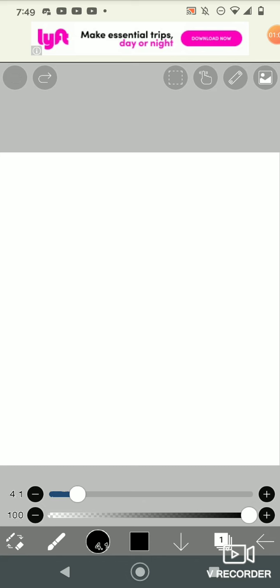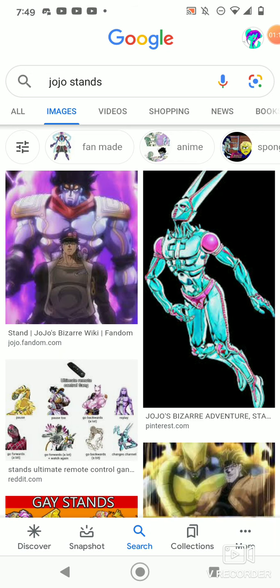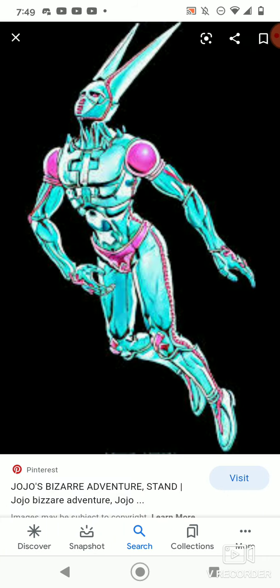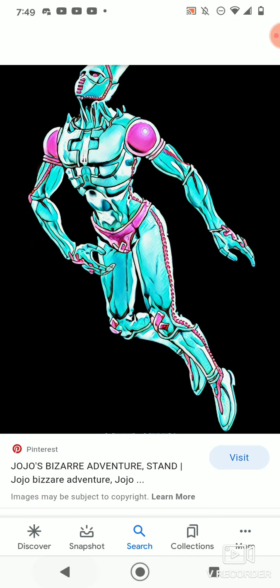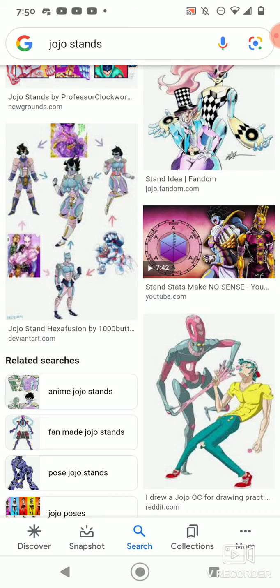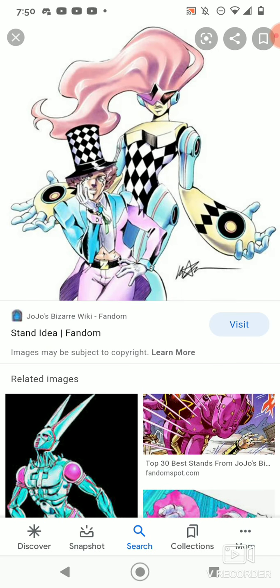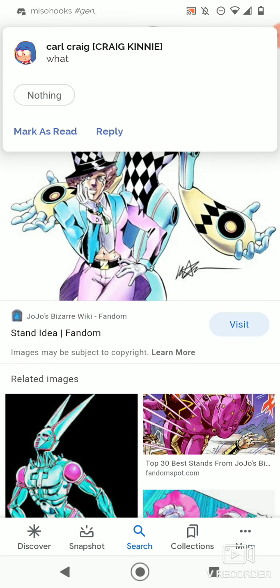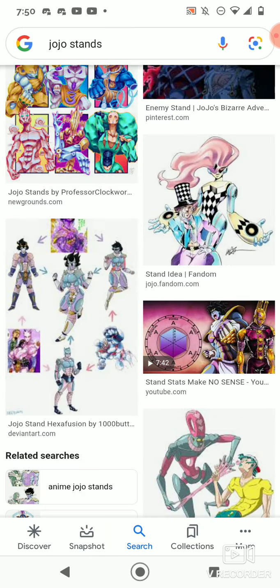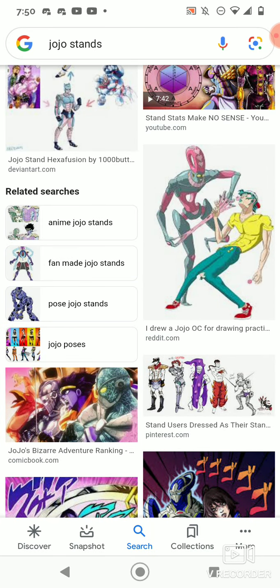So, let's quickly hop over to Google here and look at some images of stands, because we need motivation. Okay, so when you look up JoJo stands, there's a whole bunch, you know? Oh, stand idea. Yeah, so some people have made stands. Oh, and Discord may be popping up for some. I don't know. But anyway.